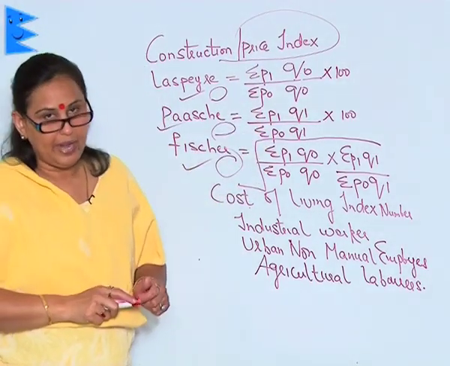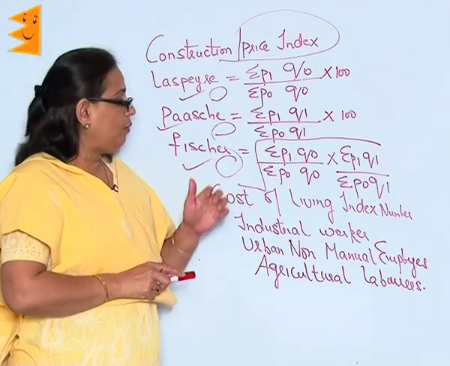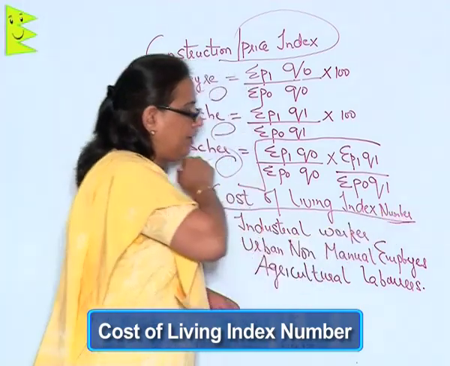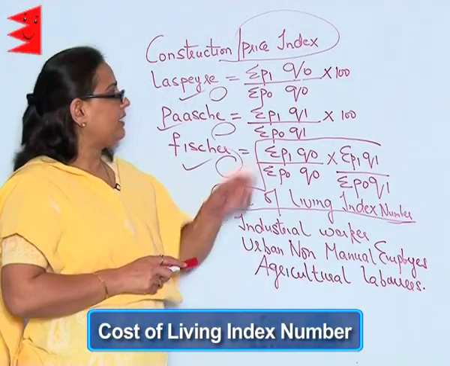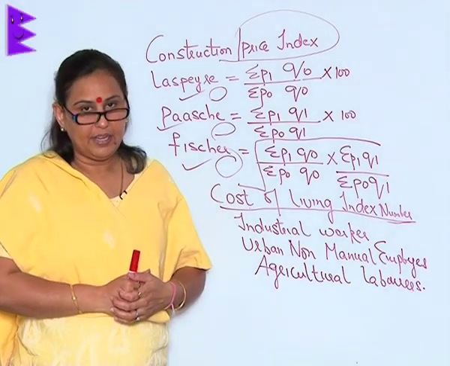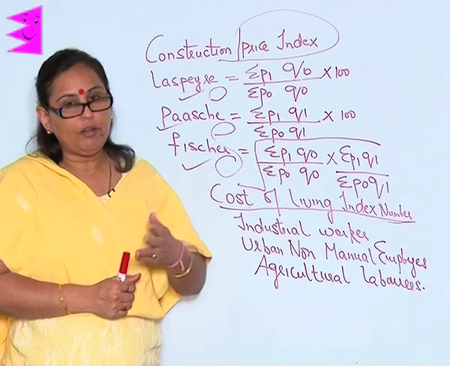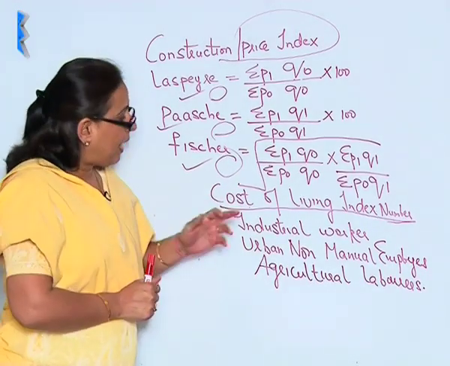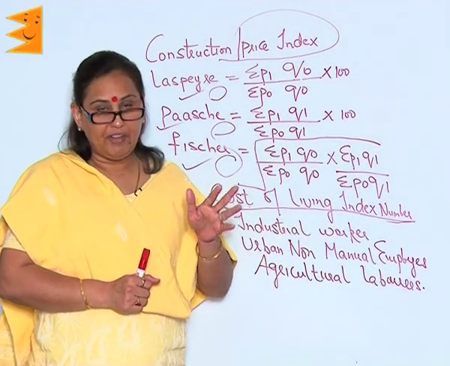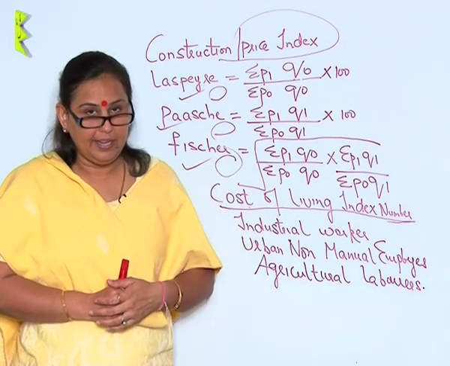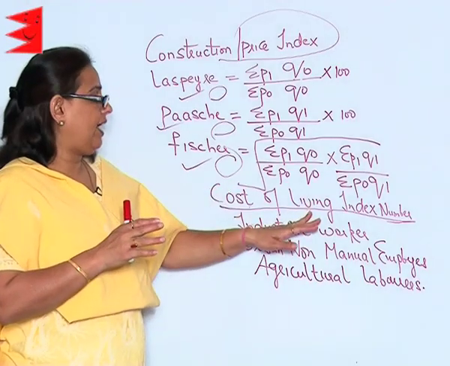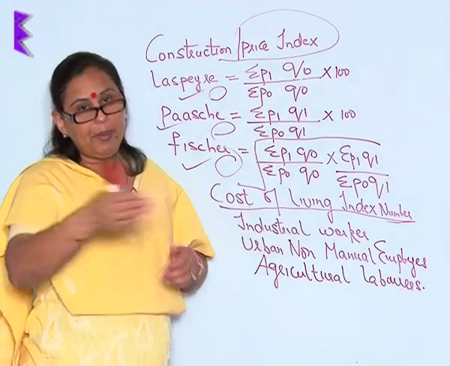Now, this was about the price index, but now we will find out about the cost of living index number. As far as the price index is concerned, it is the general index. It talks about the general rise or fall in the prices. But in the cost of living index number, we shall be finding out significantly, importantly, on the basis of how they have affected various segments of society.